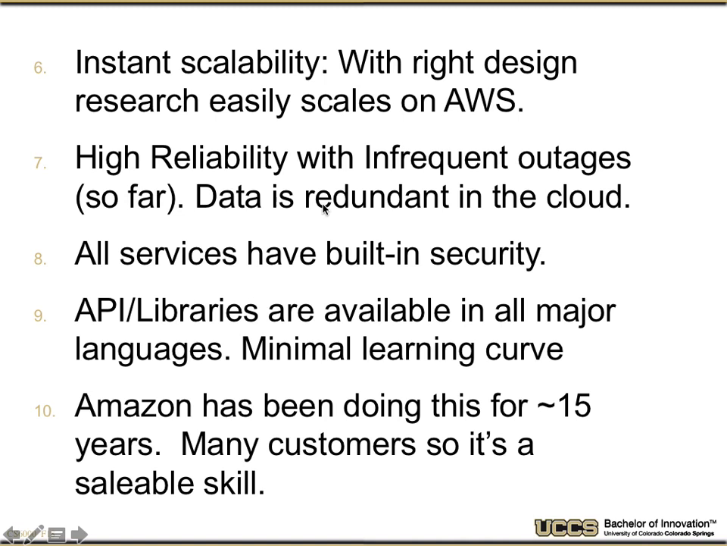The data is redundant in the cloud, so if Amazon East even has a problem, you can just move to Amazon West, and you generally don't have to worry too much about anything going on. Their reliability is measured in multiple nines, like 99.9995% uptime or whatever. It can vary a lot, but your internet access to them is probably way more unreliable than their reliability. All the services have some levels of built-in security.